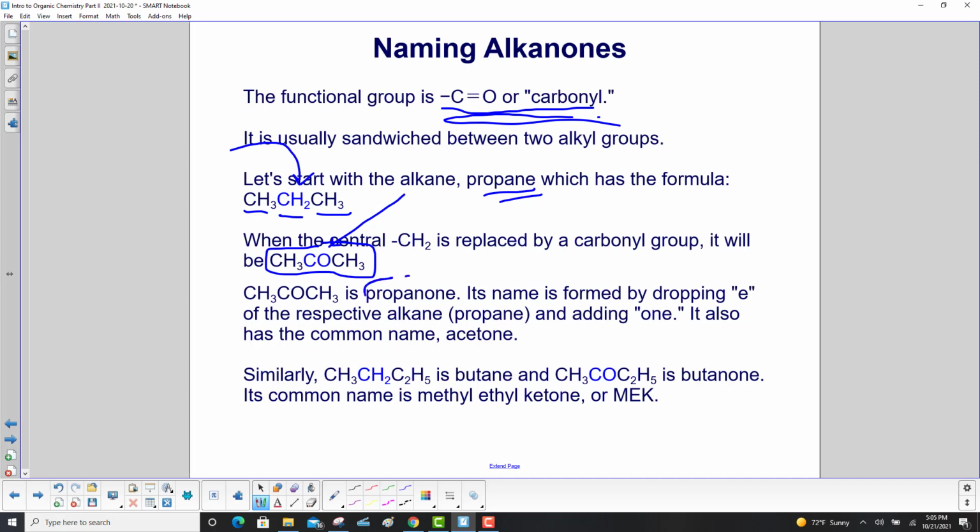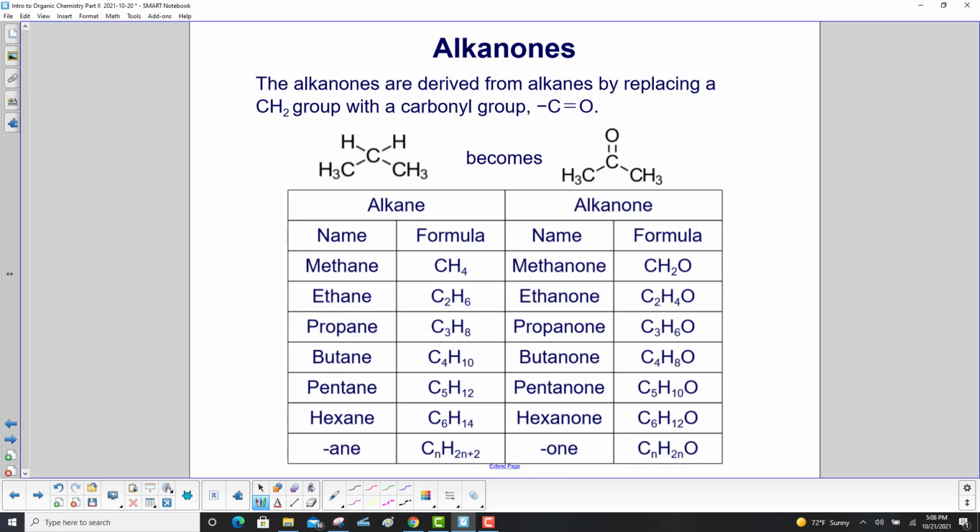And that's the problem with all this organic chem. Sometimes you have multiple names for the same thing. Similarly, this is butane, and this one will be butanone, replacing CH2 with the CO. Its common name is methyl ethyl ketone, or MEK. We derive the alkanones from the alkanes. Here's our alkanones. Here's the alkane. By replacing a CH2 group with a carbonyl group, CO.